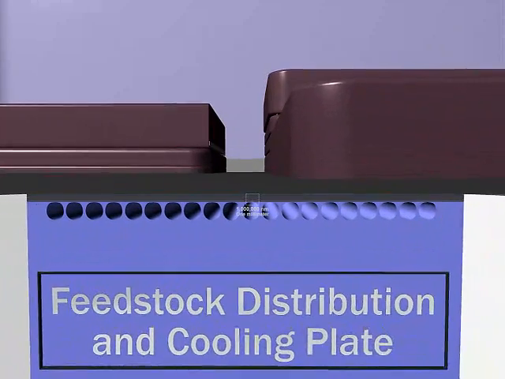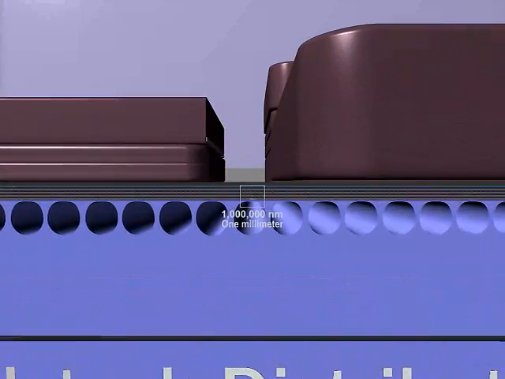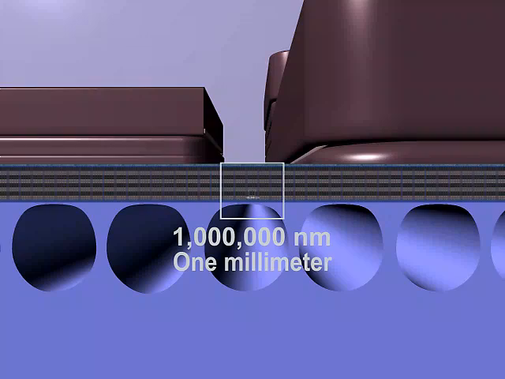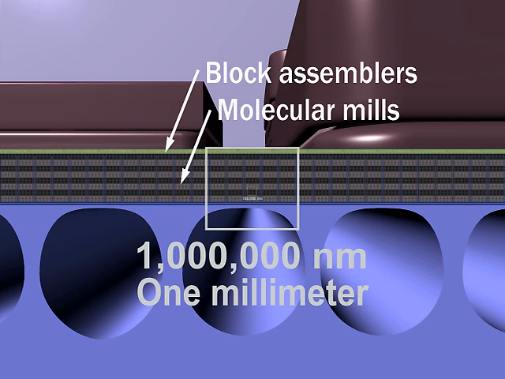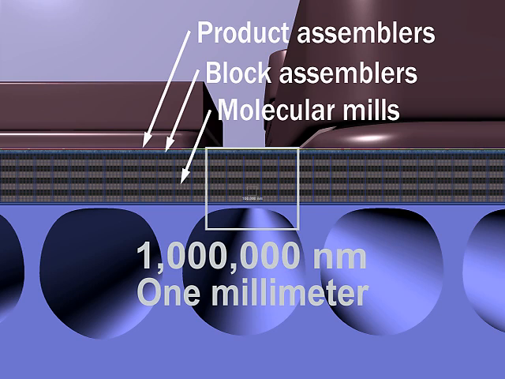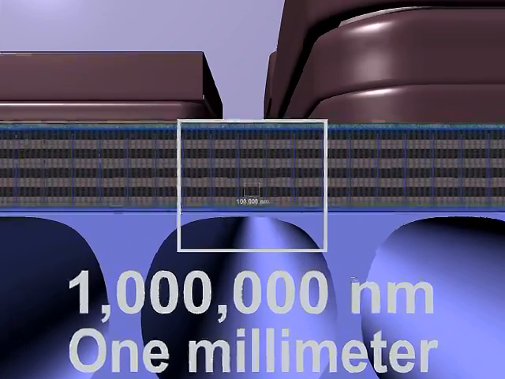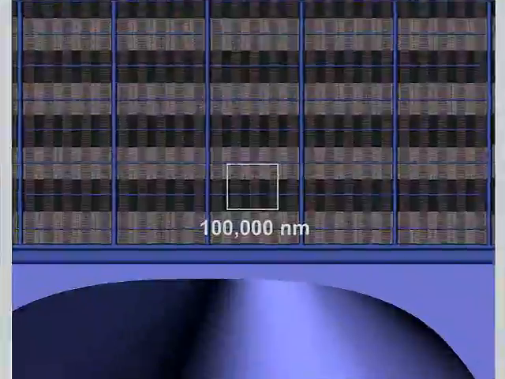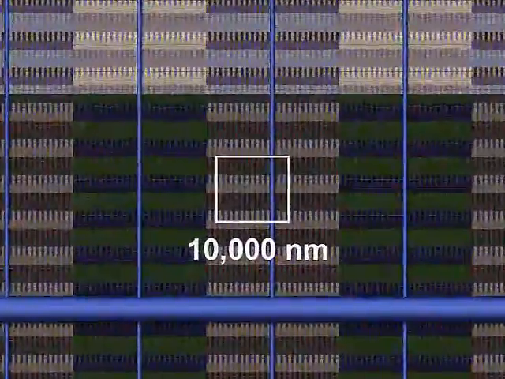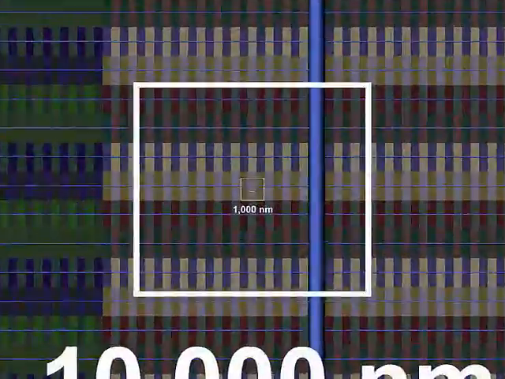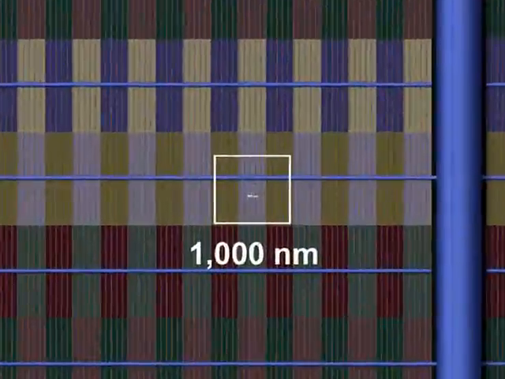Near the top surface is the productive machinery itself, organized into layers. Machines in the lowest layer process molecules into building blocks, passing them upward to machines that assemble them into larger components, and then to machines that add these components to the product. From a millimeter scale, 1 million nanometers, our view zooms in to the 10 nanometer scale. Each box is 1/10 the size of the one before.